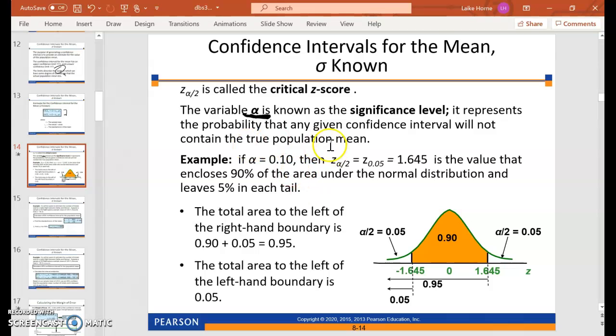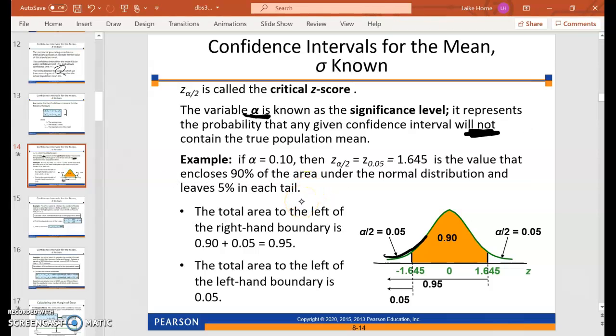alpha is the significance level. It represents the probability that any given confidence interval will not contain the true population mean. So it's the probability that it will not. So here alpha is 0.10. So there's a 10% probability that the population mean will not fall between this confidence interval. Okay? So alpha divided by 2, let's look at that.